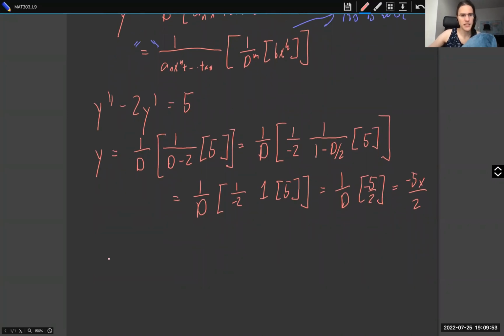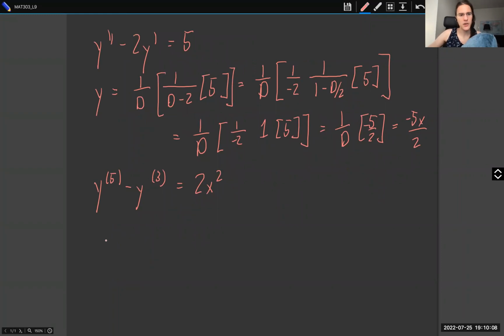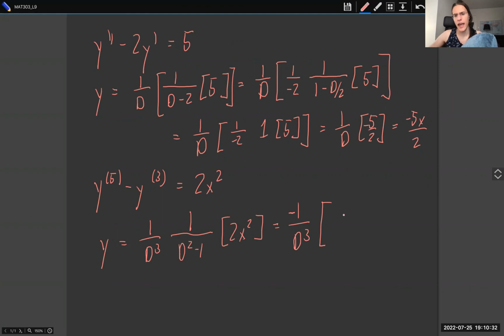Okay, let's do a slightly more interesting example. Let's say y to the 5th derivative minus y to the 3rd derivative is equal to 2x squared. Then what we get is the equation that y is equal to 1 over D cubed times 1 over D squared minus 1, which is 1 over D cubed. And then I can write minus 1 over D cubed, taking the minus sign out front. And then we have 1 over 1 minus D squared.